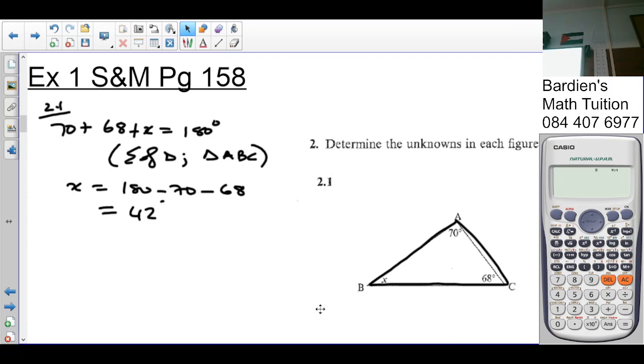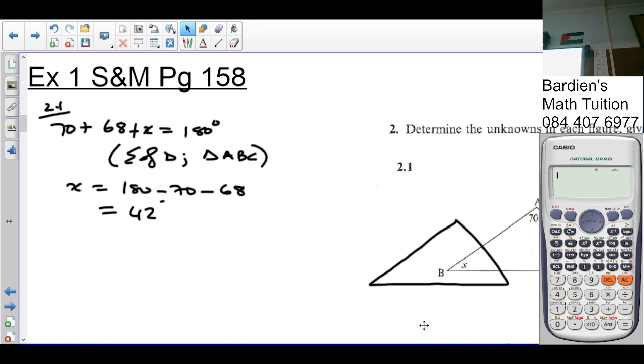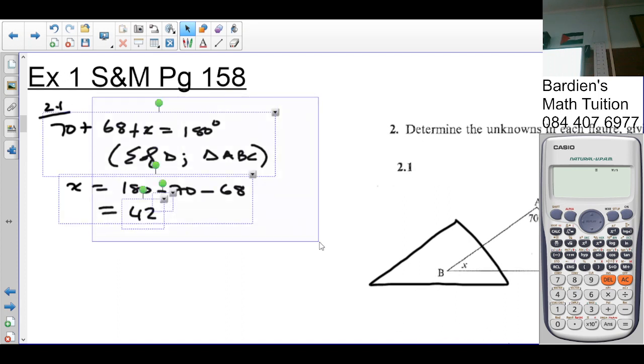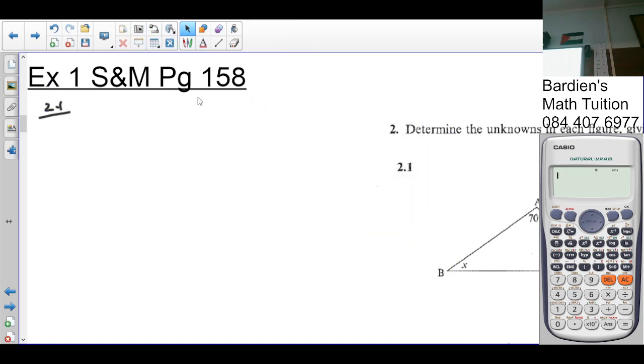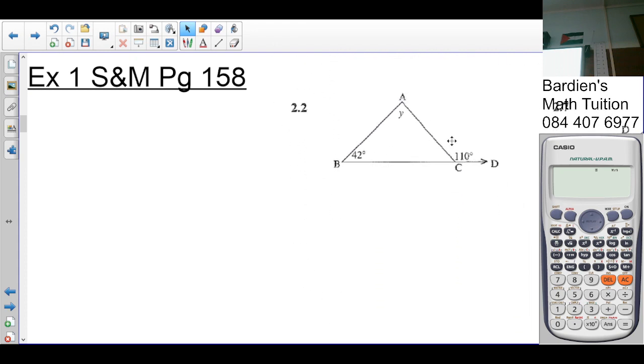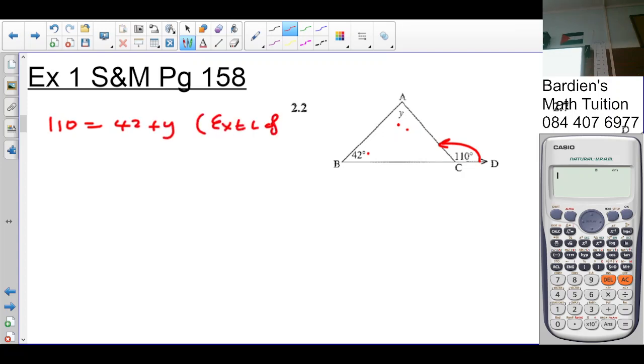Let's look at the next one. Exterior angle is equal to the sum of the two interior opposite angles, not so? So 110 degrees equals 42 plus y. The reason? Exterior angle of triangle, which means to say exterior angle of triangle equals the sum of the two interior opposite.